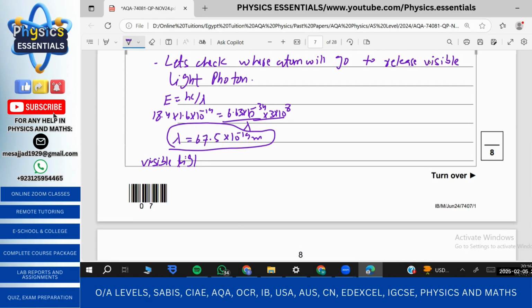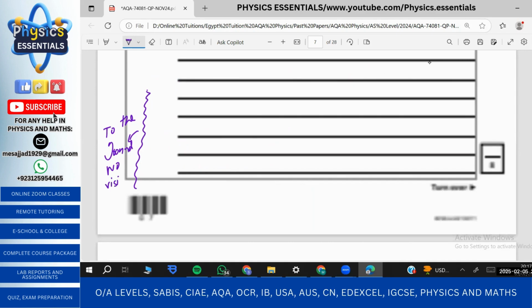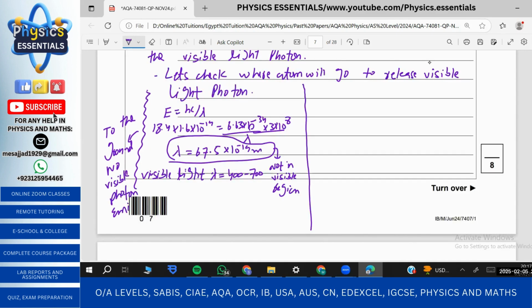Visible light wavelength is from 400 to 700. Therefore, we'll say not in visible region. Okay, so it means the visible photon is not going to be emitted when the atom is going to de-excite to the ground state. We were doing it for the ground. No visible photon emission. Okay, my apologies, I'm going out of the margin lines.